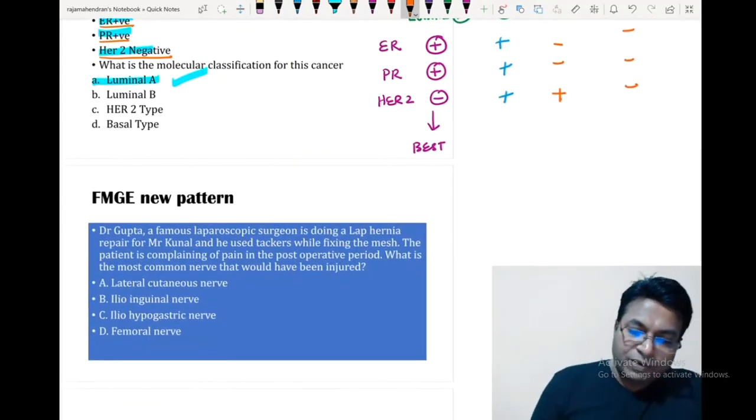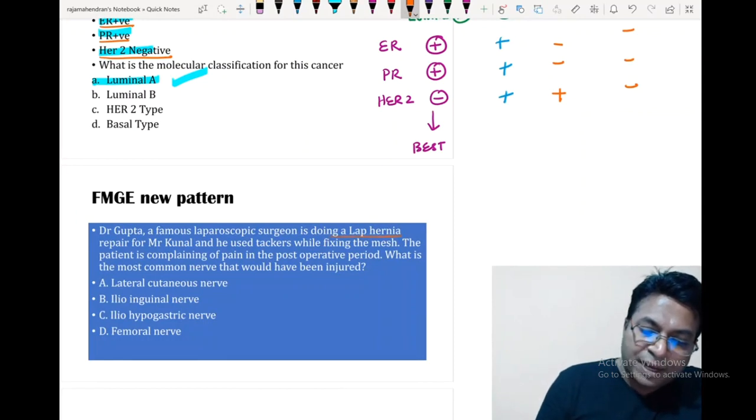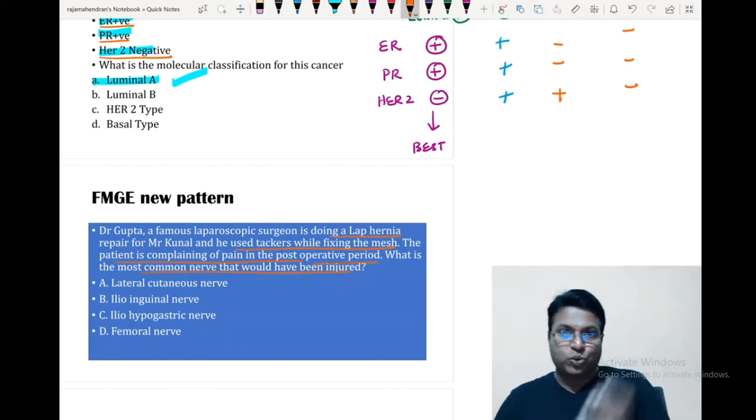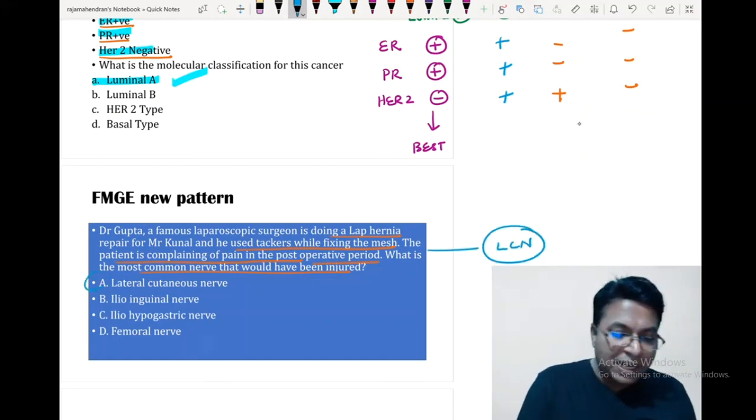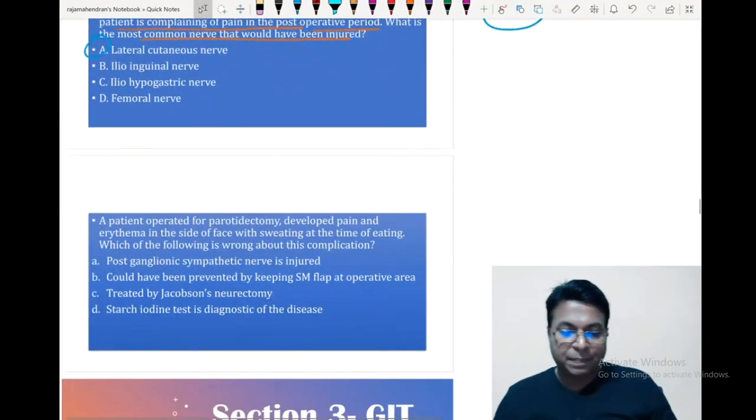Dr. Gupta, a famous laparoscopic surgeon, is doing a laparoscopic hernia repair. He used tackers while fixing the mesh. The patient is complaining of pain in the post-operative period. What is the most common nerve that he would have injured? The answer is already told. The lateral cutaneous nerve is the most commonly injured nerve in laparoscopic surgery.